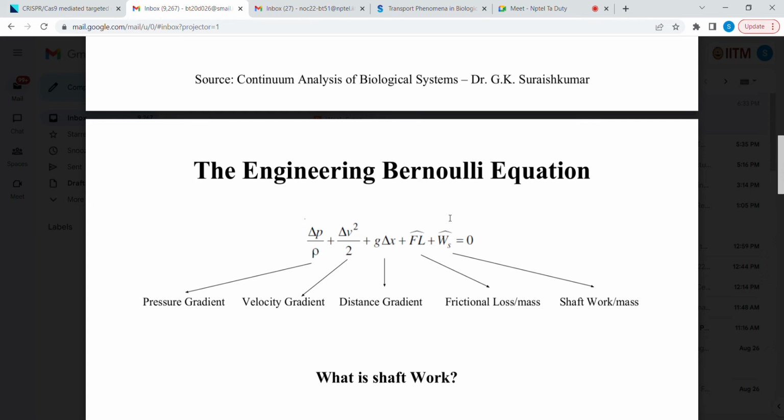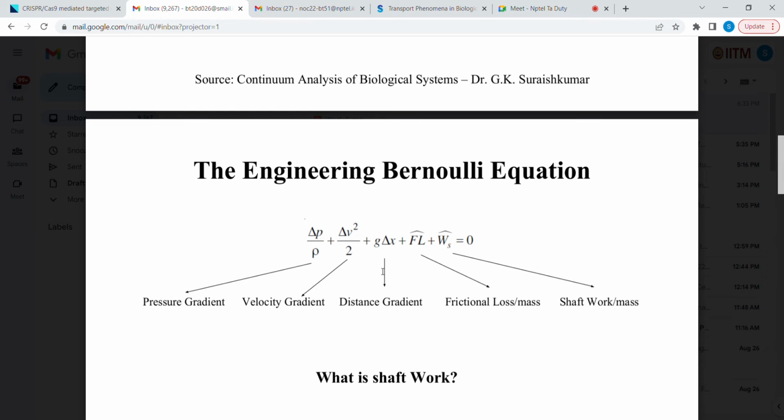What you should have studied in high school is the equation for an ideal scenario. This is called the engineering Bernoulli equation because it can be used in practical scenarios which deviate from ideality. Think of it as a deviation, like most of the gases in this world are non-ideal, and this deviation into practicality happens in fluid flow also.